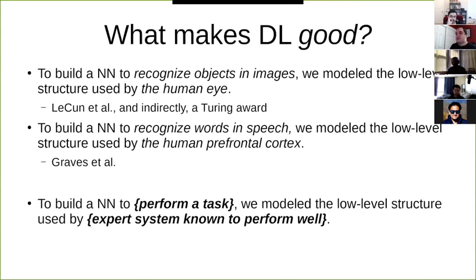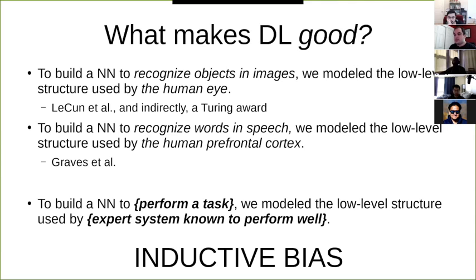What you have to do is model the low-level structure that is being used by some expert system that knows how to perform that problem really, really well. This is known as an inductive bias. Basically, you're structuring your model in some way so that it is more likely to represent a form that is good at solving the task that you're trying to solve, right?